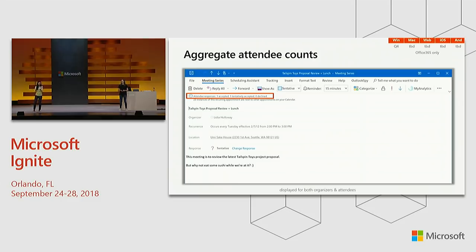Just because you're not the organizer, you still may be interested to know how many people are coming. Julia will touch on this more, but under the covers, we're also changing where we source this information from for both organizers and attendees. And so this lets us show accurate attendee counts even when a meeting has over 2,000 people attending.